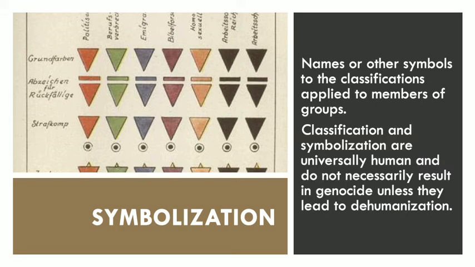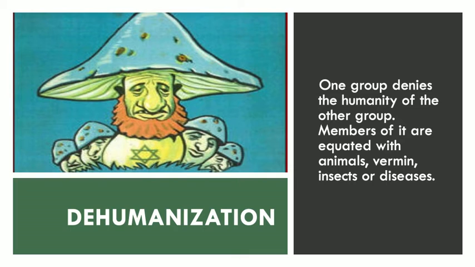So think of symbolization as what you guys do at school when you label people based on where they hang out or the type of clothes they wear, or call people names based on their social group. So again, that's a human action and doesn't need to lead to genocide. But what begins to get us closer is dehumanization. And dehumanization is when one group denies the humanity of the other group.